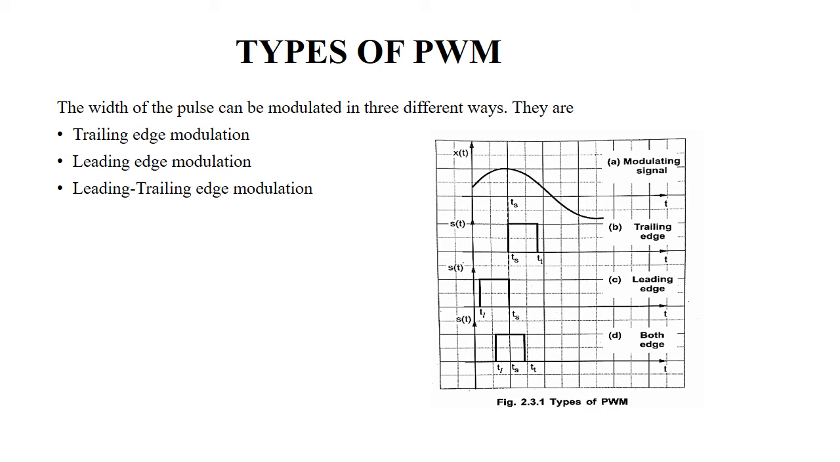The last one is leading-trailing edge modulation. In this method the center of the pulse is kept fixed at the sampling instant TS. Then the positions of both the leading as well as the trailing edges are varied at T1 and T2 to get the required width of the pulses.